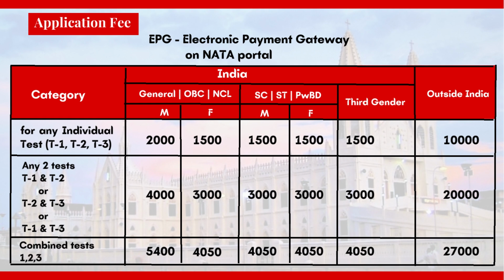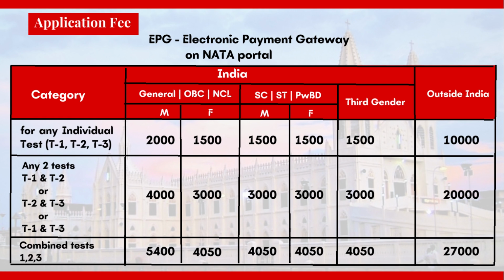Any two tests, that is test 1 and test 2, or test 2 and test 3, or test 1 and test 3: general and OBC candidates, for males 4,000, for females 3,000. SC, ST, PWD candidates, for males 3,000, for females 3,000. For transgenders 3,000. Outside India candidates 20,000 rupees.